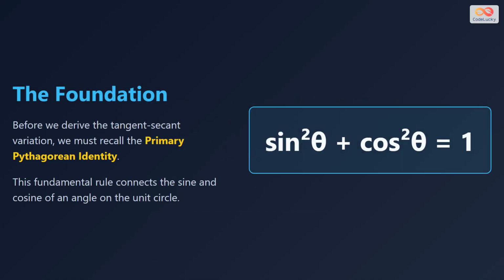To begin, we need to revisit the most fundamental equation in trigonometry. sin² plus cosine² equals 1. This is our starting point for everything we will do today.